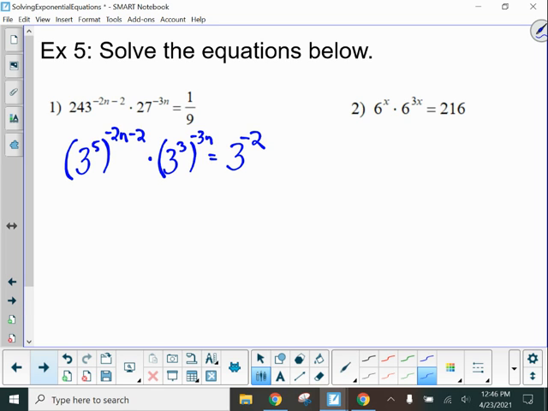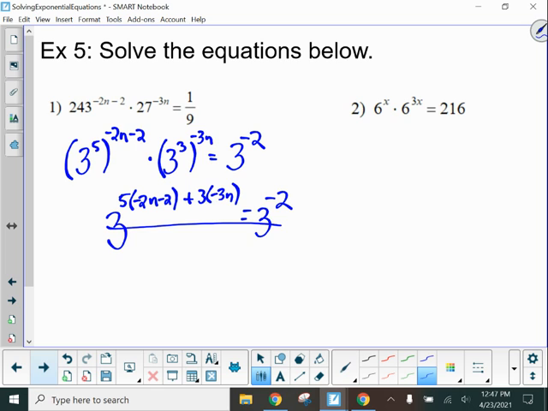Now, if we look at the left-hand side of this equation, anytime you are multiplying two things that have the same base, because both of these have base 3, you add exponents. So if I were to add these exponents together, this is going to be 3 to the 5 times negative 2n minus n plus 3 times negative 3n. So when you multiply like bases, you add exponents. So you're going to add the 5 times negative 2n minus 2 to the 3 times negative 3n, and then I can cross out my bases and solve.